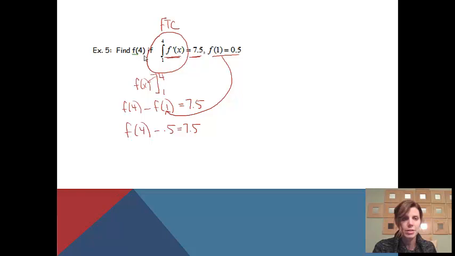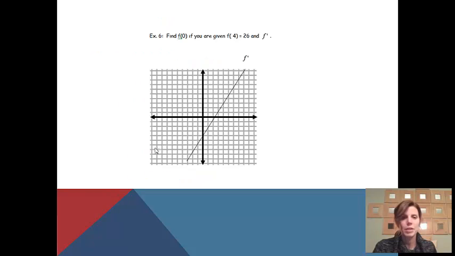Notice it asks us to find f of 4. To get rid of the minus 0.5, we'll just add 0.5 to both sides. So we've found that f of 4 is equal to 8. Problem solved. The next problem is going to be similar to this, although we're given a picture instead.